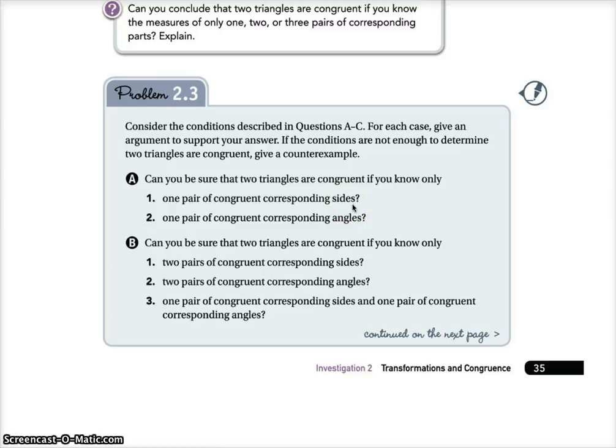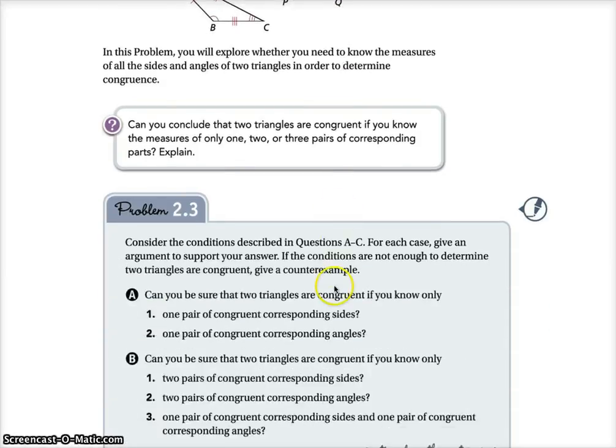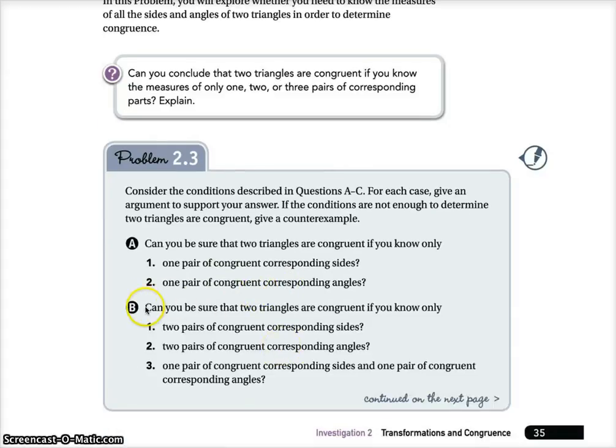You should have a ruler and a protractor to complete these activities. Okay, can you do the same thing with one pair of congruent corresponding angles? For example, if the only mark you can put on two separate triangles is equivalent angles, can you prove that those two triangles are congruent? Okay, you're disproving this by drawing non-congruent triangles with this restriction. Okay, we'll do the same thing for question B. It's just like question A, but instead of one pair, you get two pairs of each. Okay.